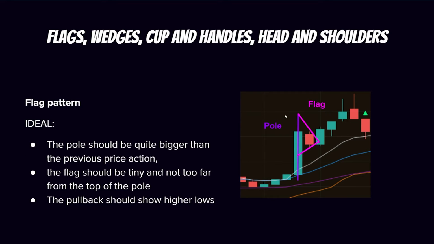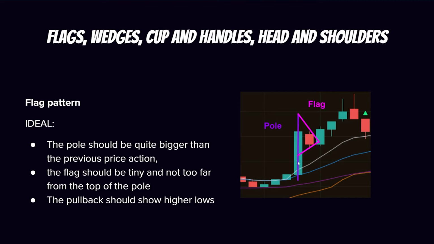Let's call it an ideal, just to give a reference, and see what identifies an ideal flag pattern. In this case, you see that the pole should be quite a bit bigger than the previous price action. Like here, these are very tiny candles, then there is this huge extension upwards, which is important. And the flag should be tiny. The consolidation phase should be tiny compared to the pole, and not too far from the top of the pole, which in this case is here.